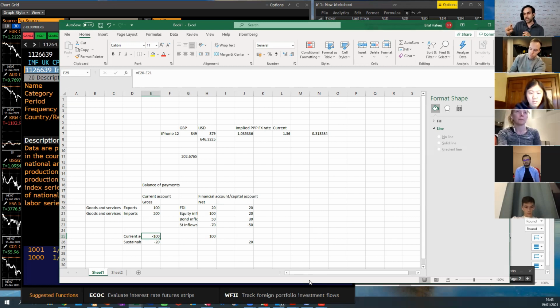And you can look at what's called import-export elasticity. So you basically build a regression to look at the relationship between changes in currencies and changes in imports. And you can basically work out that, okay, when the dollar weakens by 1%, then exports go up by 1% and imports go down by 1%.